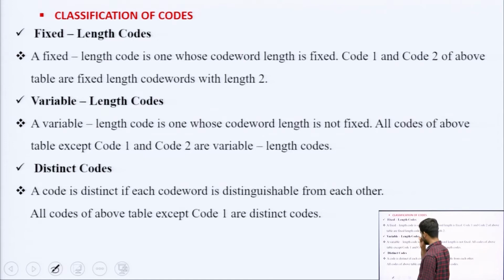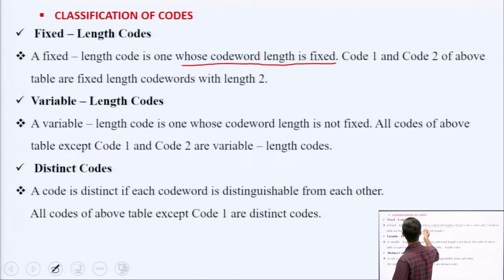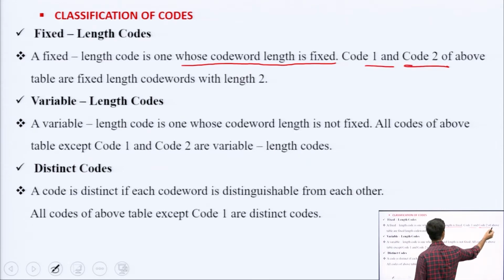So, what is fixed length code? A fixed length code is one whose code word length is fixed. Okay. We have given different codes, code 1 to code 6. We have already read about the code word length, that is the number of bits used in the code. So, you can see that code 1 and code 2 are the example of the fixed code length.